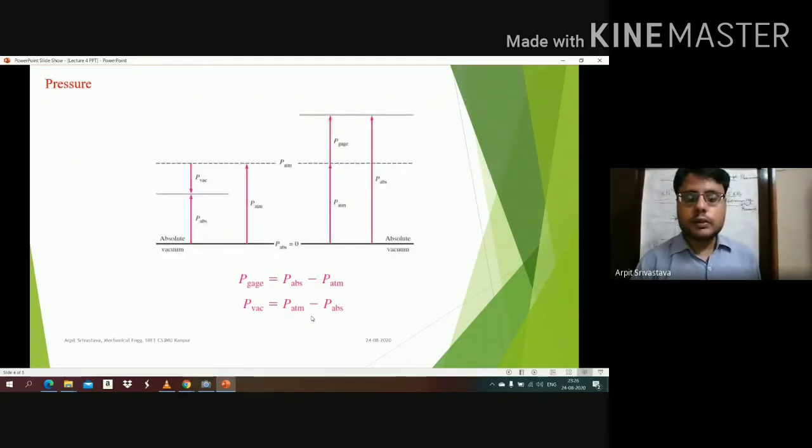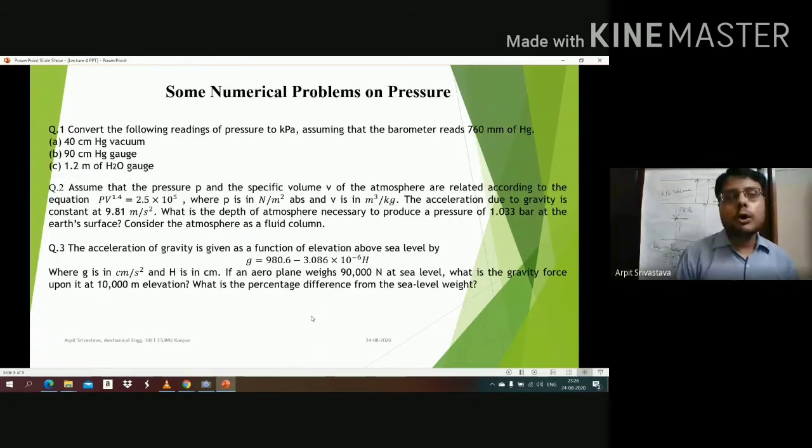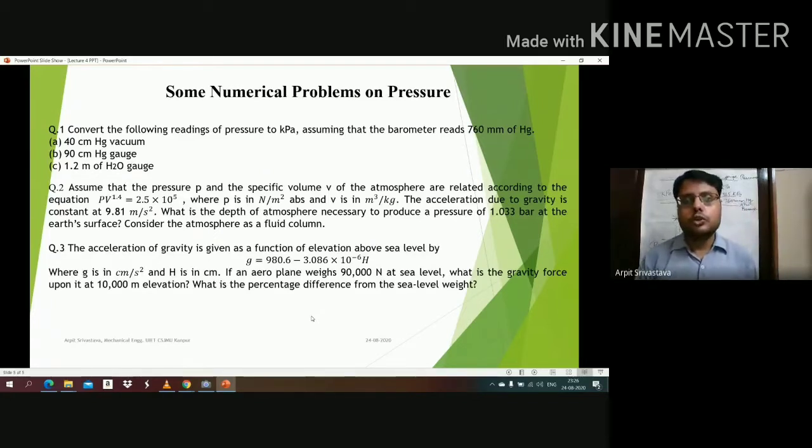This is a figure which I already explained to you. Now we take some numerical problems based on pressure measurement. The first problem is to convert the following readings of pressure to kilopascal, assuming that the barometer reads 760 mm of Hg. Barometer is the device which measures atmospheric pressure. Let us discuss this problem. Here I have noted down three parts.